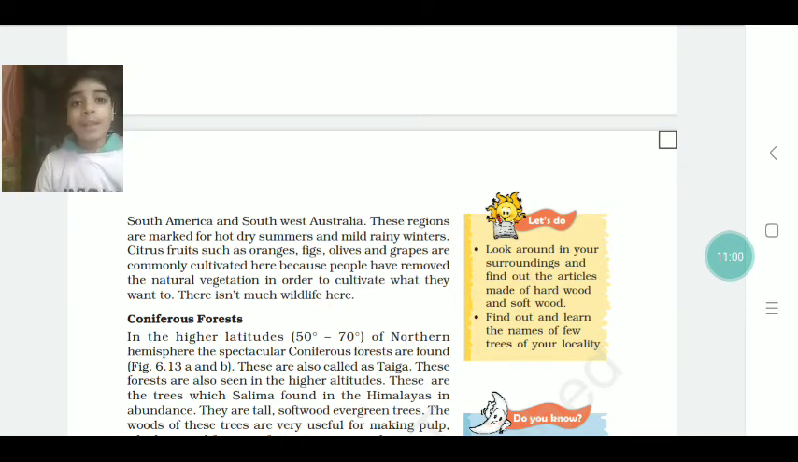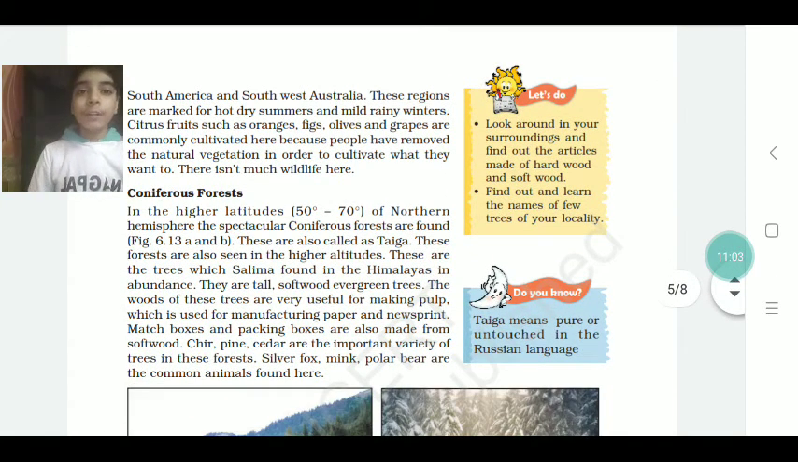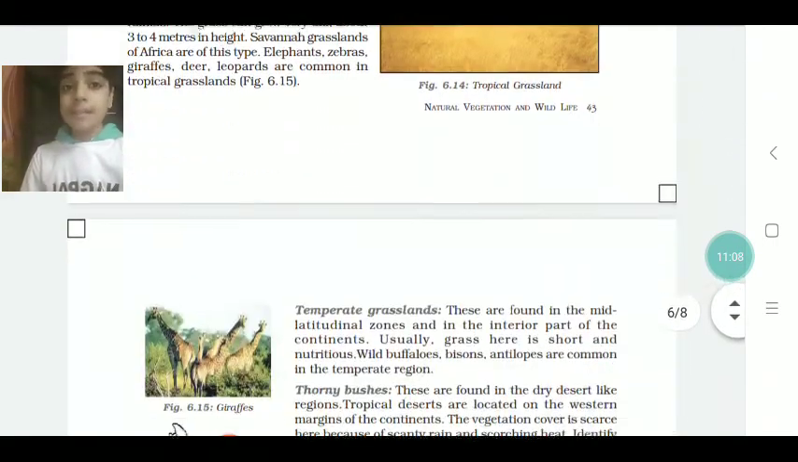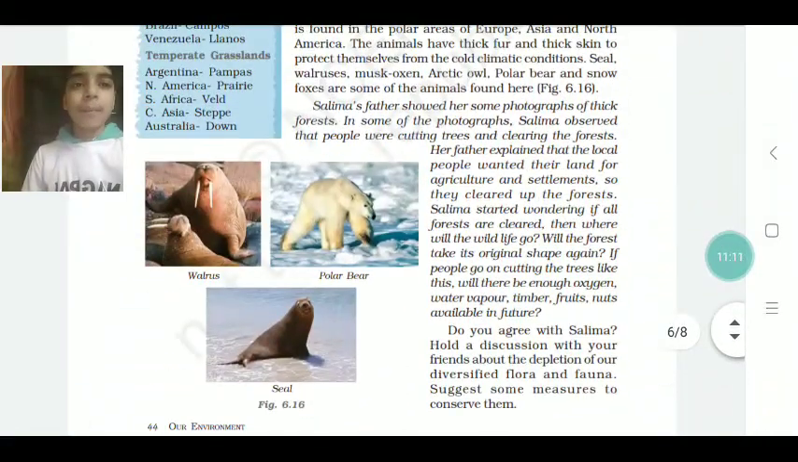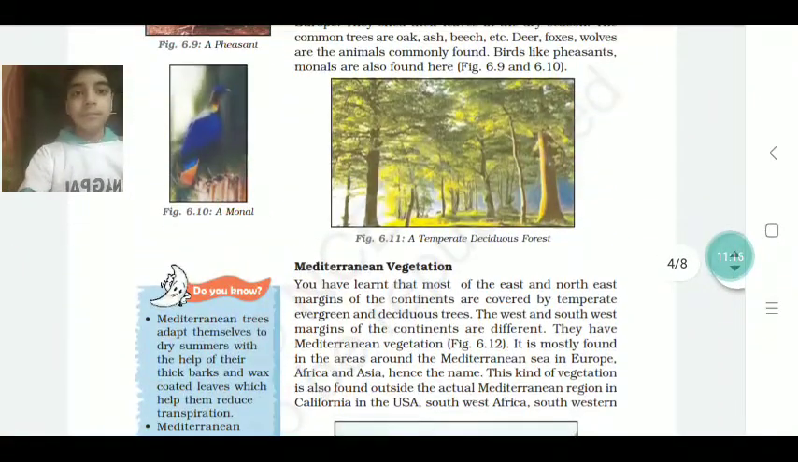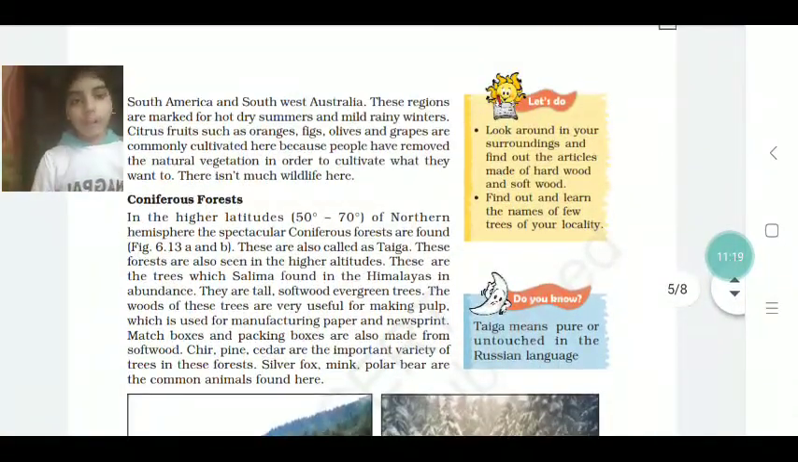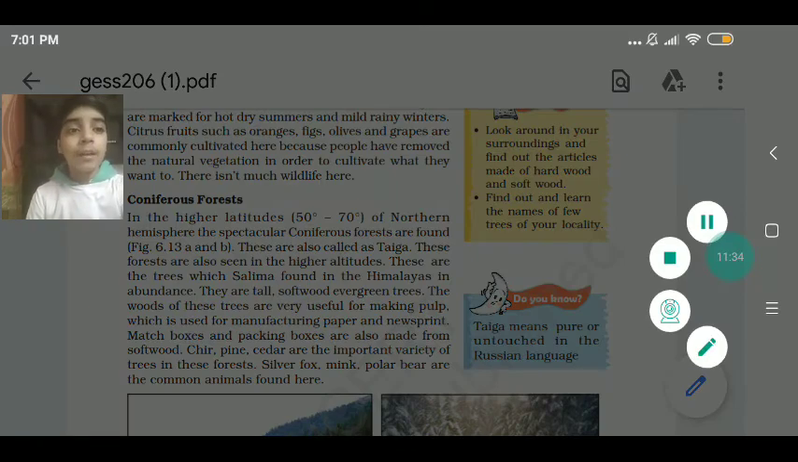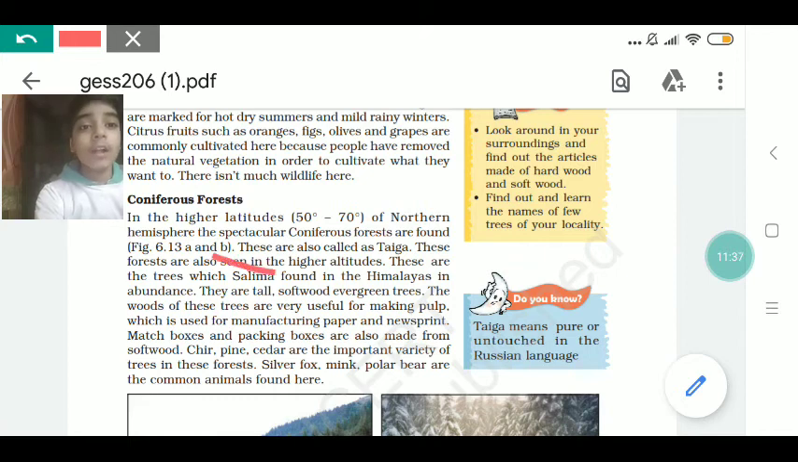Okay, so now let's move towards the coniferous forest. After this coniferous forest, we have grasslands, and then some shrubs. We are going to read about them. Okay, so now let's move to coniferous forest. In the higher latitudes, 50 to 70 degrees of the northern hemisphere, the spectacular coniferous forests are found. These are called taiga. Yes, here comes the very important line, which is these are called taiga.